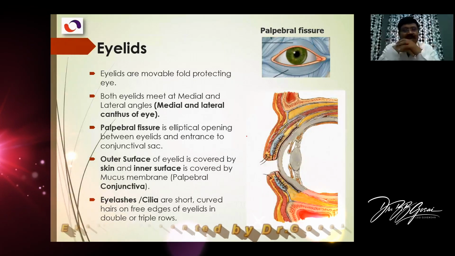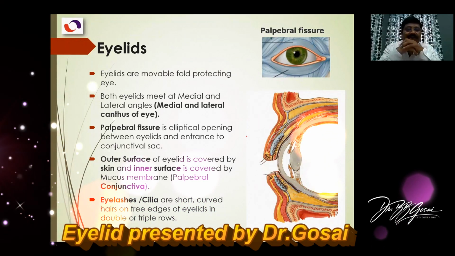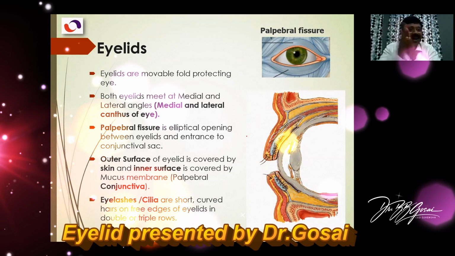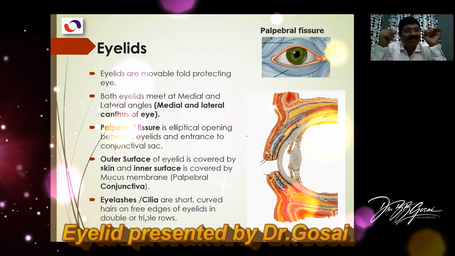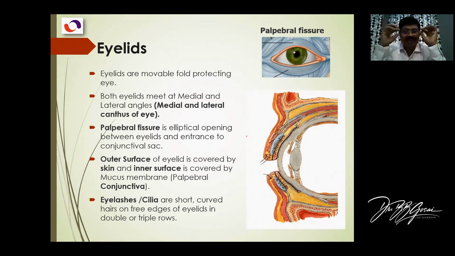Now this is the objective we will cover. It's the eyelid. So what is the eyelid? The eyelid is a movable fold which protects our eye. There is an upper eyelid and a lower eyelid. The upper eyelid is a bigger fold and the lower eyelid is a smaller fold, as you can see.